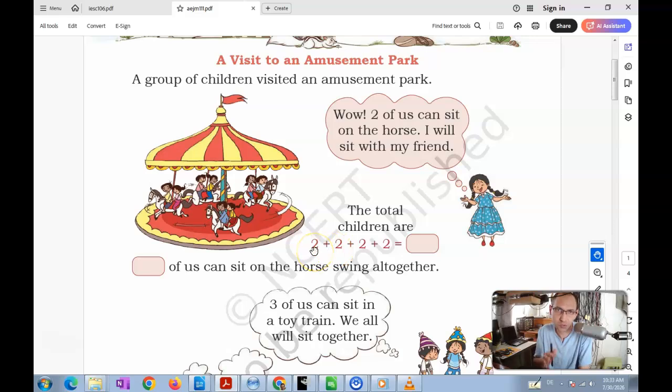You can say 2 plus 2 plus 2 plus 2 is equal to 8, and that's it, right? That takes only a few seconds. But then suppose, for example, there is this horse swing, and on this horse swing there are, I don't know, 1,255 of these horses. And on each horse, I don't know, 3 people can sit. Then you want to calculate how many people can sit on the whole horse swing.